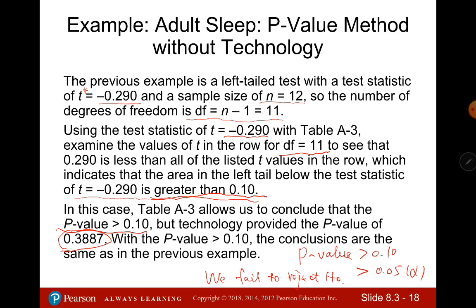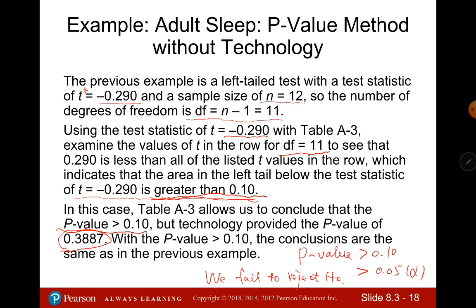Again, you find from the left to right, the t goes smaller and smaller, but when we check the top row, we know from the left to the right, the area in one tail gets larger and larger. So if it's 0.29, it's right of the smallest number, then the area will be greater than the largest number, 0.1.